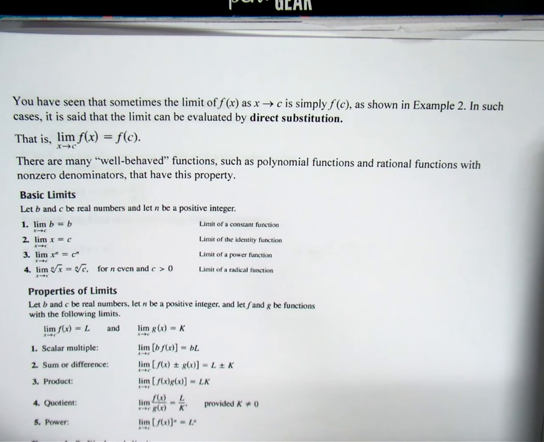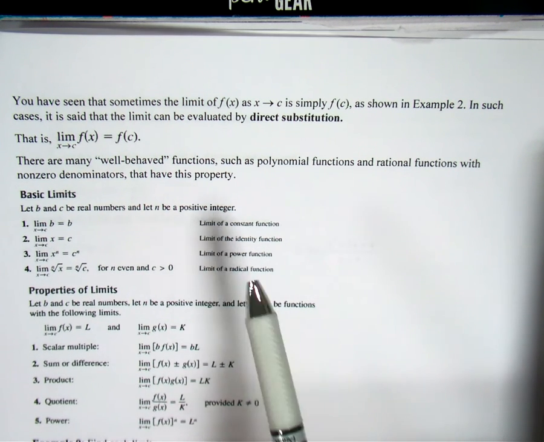You've seen that sometimes the limit of f of x as x approaches c is simply f of c, as we found in example 2. In such cases, it is said that the limit can be evaluated with direct substitution. You're just going to plug the c number in there. There are many well-behaved functions, such as polynomial functions and rational functions with non-zero denominators, that have this property.